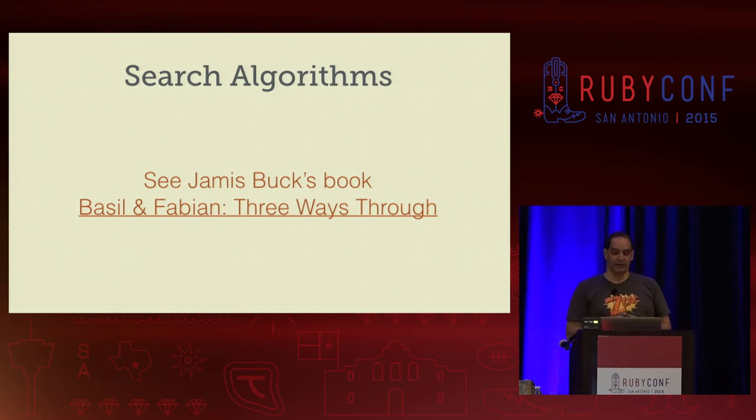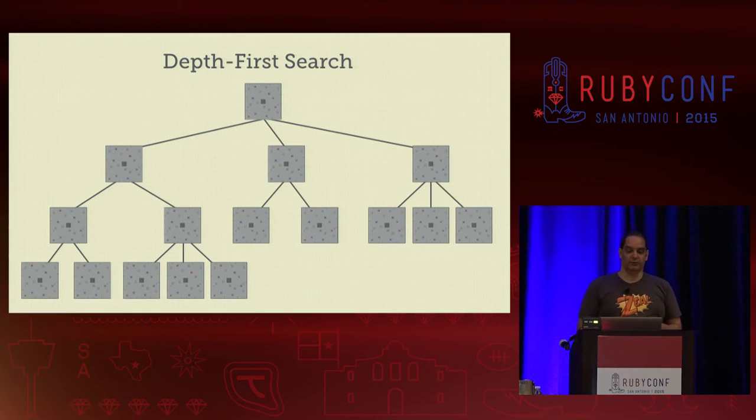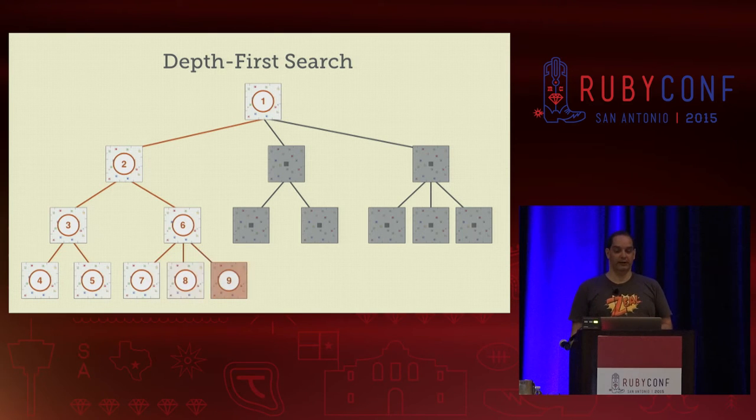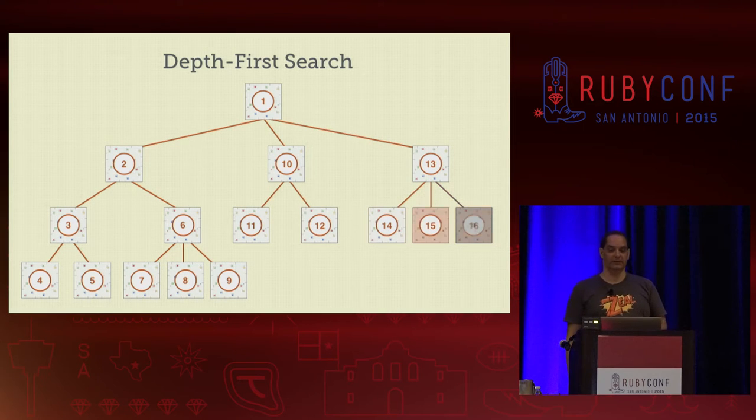It's really cool. The first algorithm I'm going to talk about is probably the simplest one to think about. It's called depth-first search. In a depth-first search, you start at the root and you follow one branch all the way to the end, and then you pop back up and go down again. So that looks like this. You go all the way down the left, then start moving across the tree until you get to the end. Okay, so that's a depth-first search.